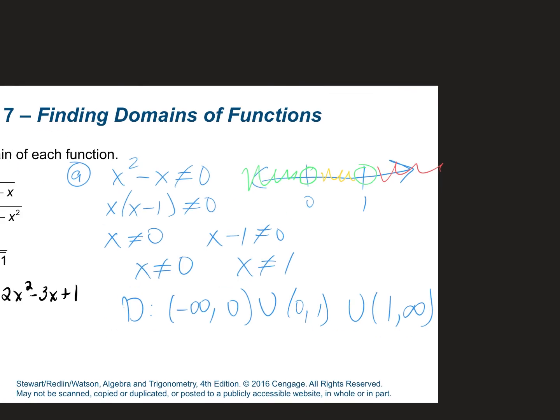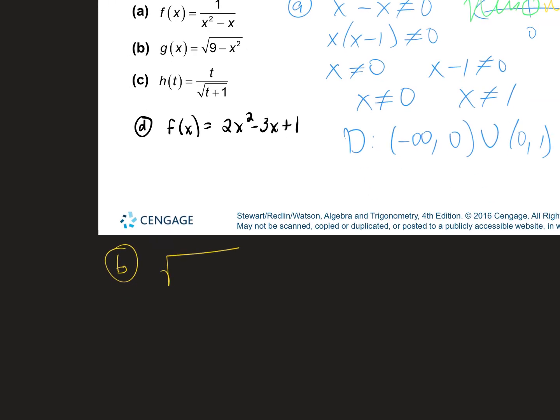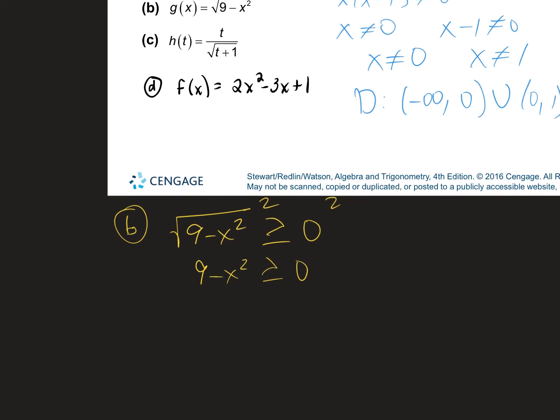All right, let's look at letter B. B is a little different. What rule are we breaking in B? Number 2. There's a variable underneath the square root, right? So what do we do with this? 9 minus x squared is greater than or equal to 0. How do we solve this? So 9 minus x squared greater than or equal to 0.